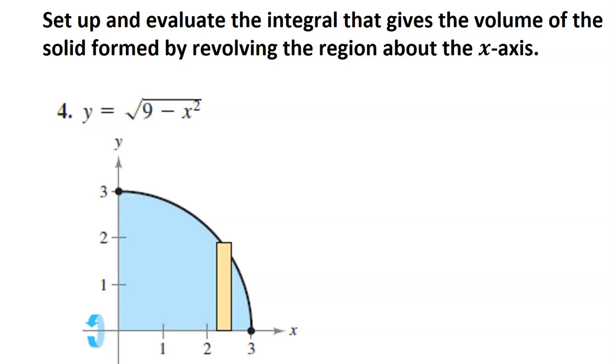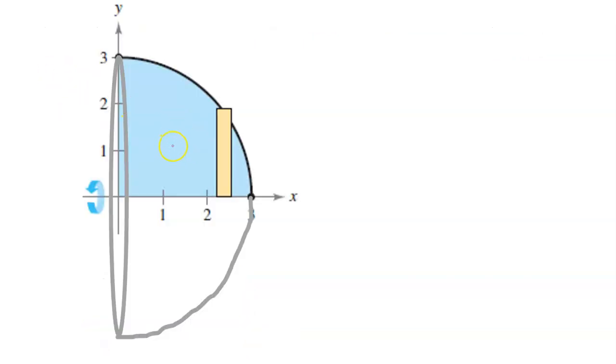In this video, I will show you how to set up and evaluate an integral that gives the volume of a solid formed by revolving a region about a line. In the case of problem number 4, we are revolving the region around the x-axis. If I take this blue region and I rotate it around the x-axis, it forms this kind of bowl shape. Now imagine that the bowl is solid and not hollow. Our job is to find the volume of this solid.